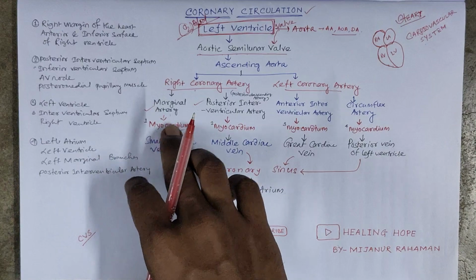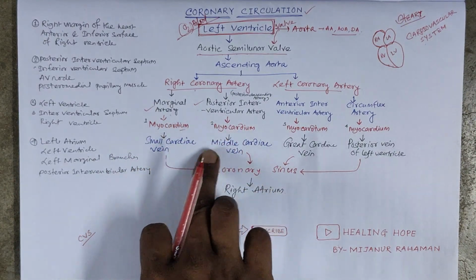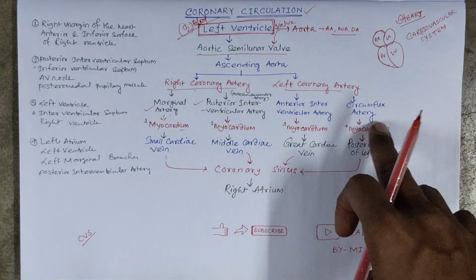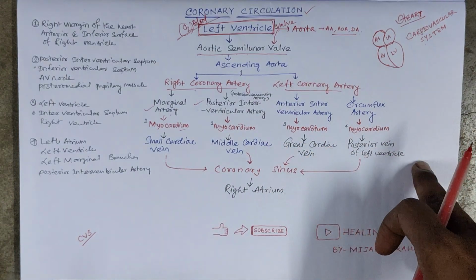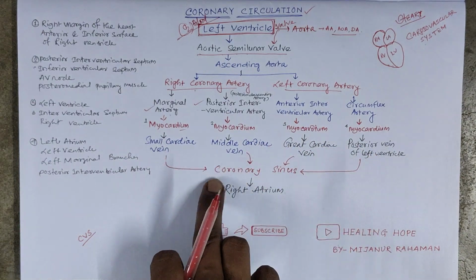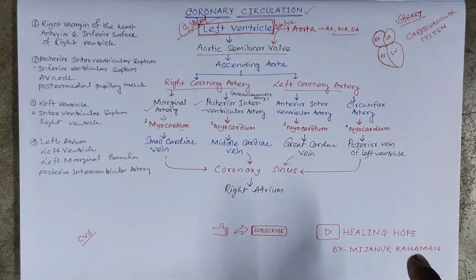And all the deoxygenated blood from these parts is collected by the small cardiac vein, these parts by the middle cardiac vein, this part by the great cardiac vein, and this part by the posterior vein of the left ventricle. Then all the deoxygenated blood is carried together in the coronary sinus, and the coronary sinus opens into the right atrium.